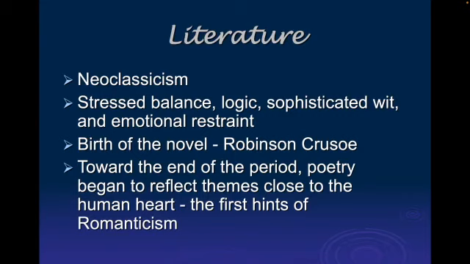Also at this time period is the Neoclassicist period. Once again, you're going to hear about the stressing of balance, logic, but you're also going to hear sophisticated wit and emotional restraint coming into the literature. You're also going to have the birth of the English novel, and Robinson Crusoe is counted as one of the first novels that we have. Toward the end of the period, poetry began to reflect themes close to the human heart, and this would be the first hints at Romanticism. Again, Romanticism in England starts in 1799. It's the very next period after the Restoration and Enlightenment.